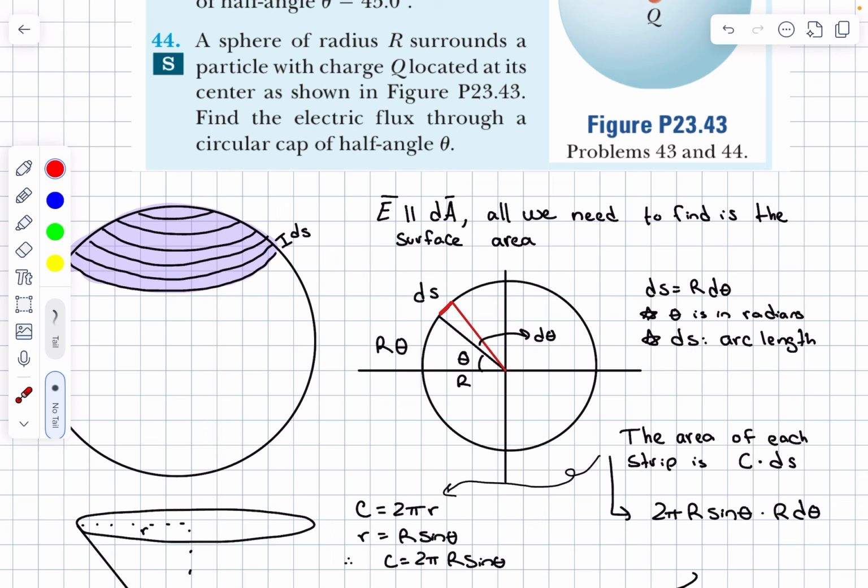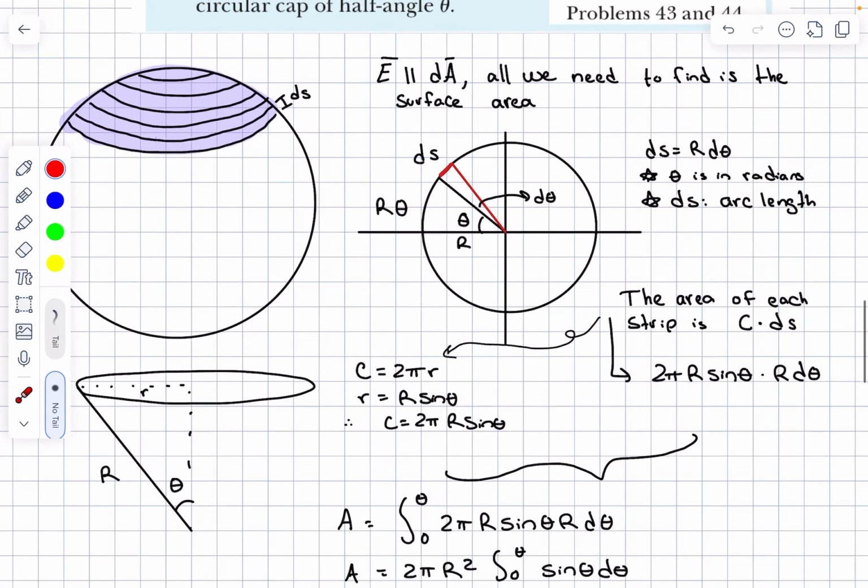Now, the area of each one of these strips is going to be equal to the circumference it makes times ds, its thickness. Their circumference is equal to 2 pi r, where we define here little r to be the radius of one of these circles. Remember that each one of these circles has a different radius, so little r is going to change. How is it going to change? It's going to change with theta. So here we have little r is equal to R sine theta.